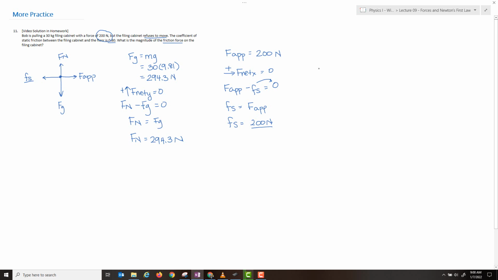Now, what a lot of people would do with this question is they would say the force of static friction is equal to the coefficient of static friction times the normal force. And if you were to do that, the coefficient of static friction is 0.80, and the normal force is given in the question over here, which we had already found to be 294.3 newtons. And when I multiply those on my calculator, I get 235.44.